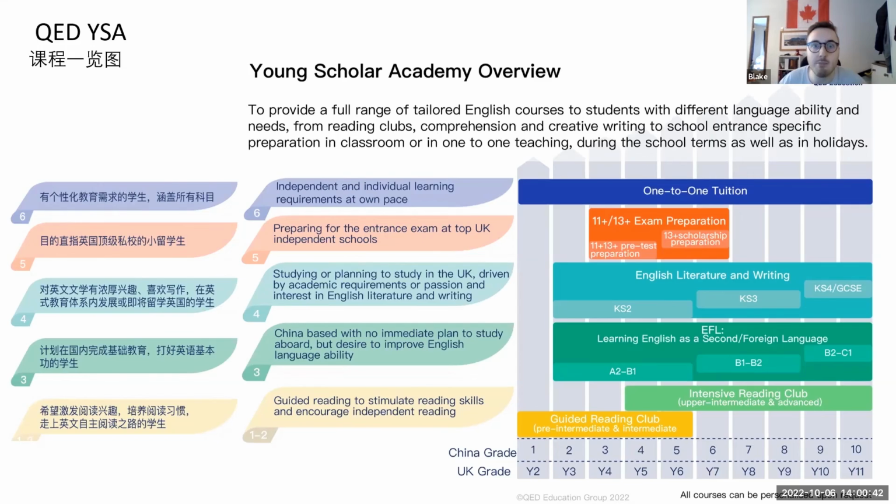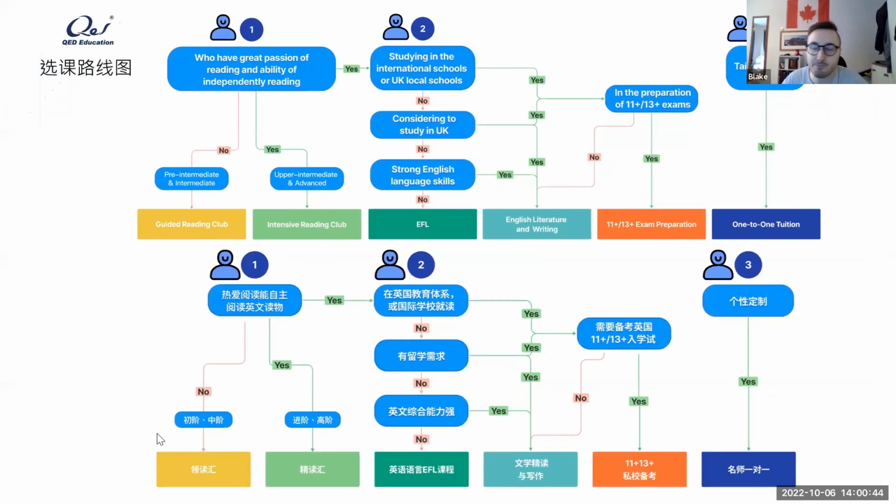We also have this mind map that can also help you check where your student is. We will be giving this to you after the presentation so you can work your way through it. Does your student have a passion for reading and an ability to independently read? If yes, you have 2 choices you could go for. You could throw them in the intensive reading club, or you could make them study in an international school and they could do EFL, or they could do the writing class or whatever, right? If they don't, plop them in the guided reading club, and then we can help them foster a passion for reading, right? But again, these are things that you can go through on your own time.